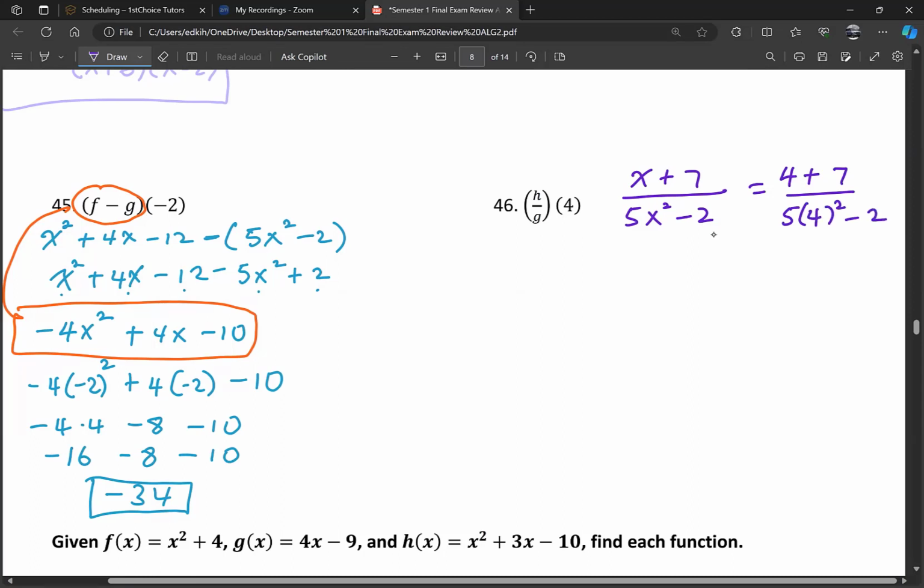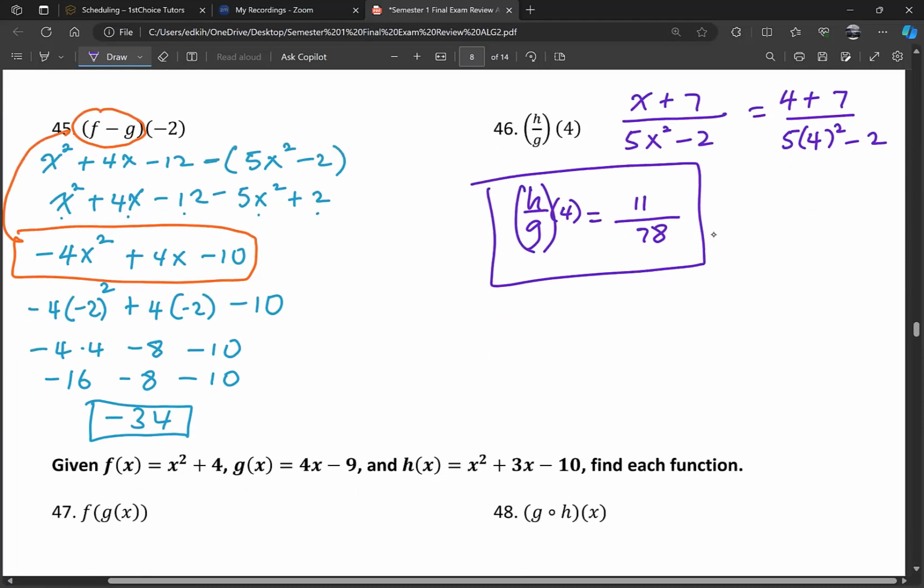Again, simple math, simple arithmetic here. What's 4 plus 7? The top is 11. 5 times 4 squared, that's 80. Minus 2 is 78. 11 over 78. So the way to write the answer, actually, let me be honest, is h over g of 4 equals this value. That's really how I should write these answers.